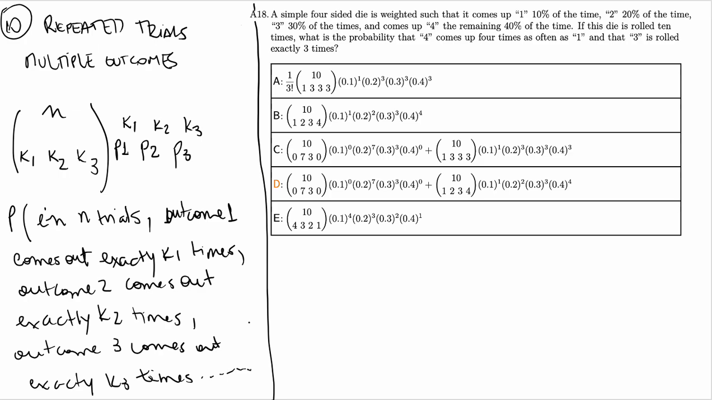Okay? So what you're calculating with this formula is this: in n repeated trials, what's the probability of having exactly K1 times of outcome 1, K2 times of outcome 2, K3 times of outcome 3. You will use this formula to answer this exact question. Cool?